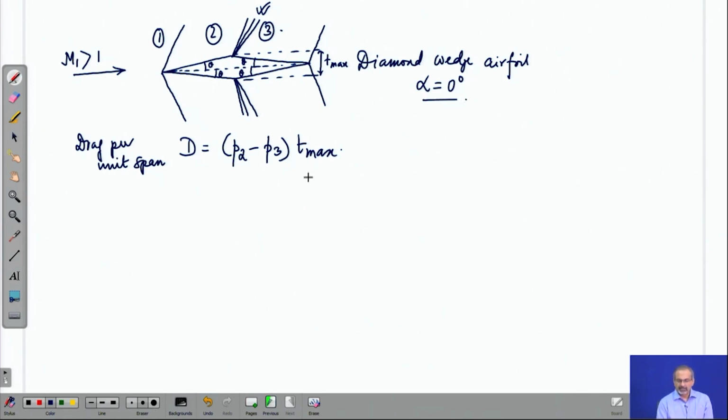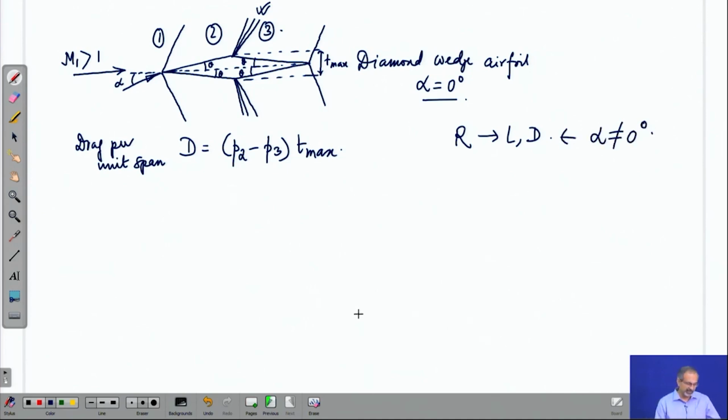The problem gets a little more difficult when instead of the flow approaching at 0 degrees, you now have alpha, because then the shock structures or the expansions will become asymmetric, and then you will have a resultant force which will give rise to both lift and drag. So, that is a little more complicated problem, which is for alpha not equal to 0 degree.